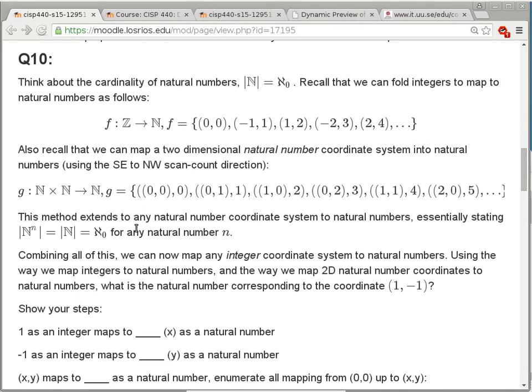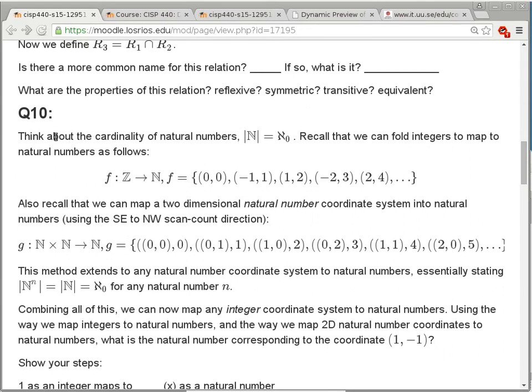Number 10 is actually longer too. Okay, number 10 is asking you to think about the cardinality of natural numbers, which is known as aleph 0. Recall that we can fold integers to map to natural numbers using this particular way. How many people still have some recollection of this stuff here?